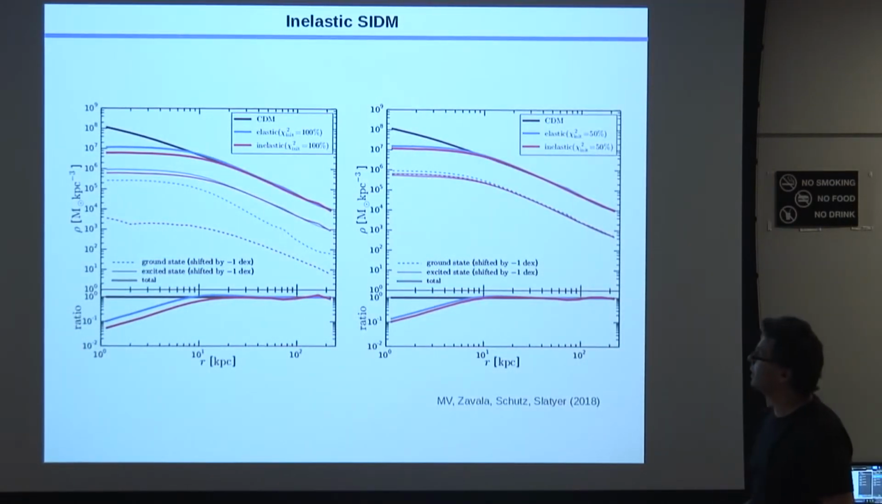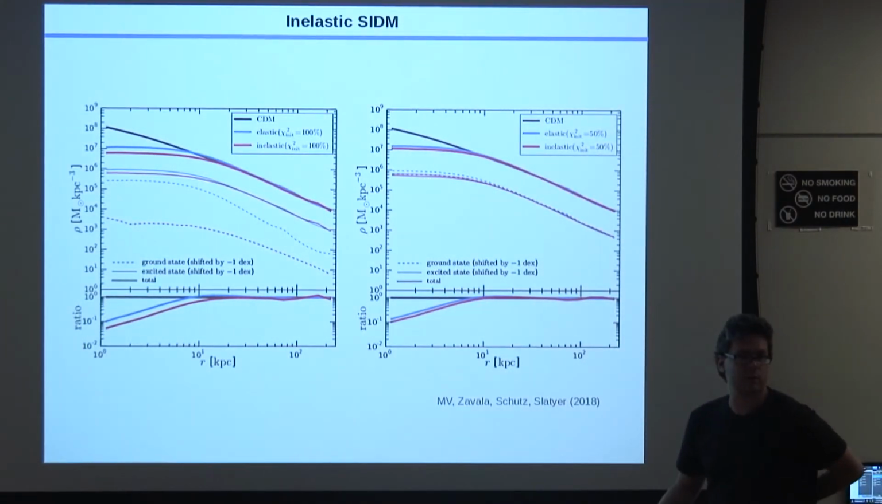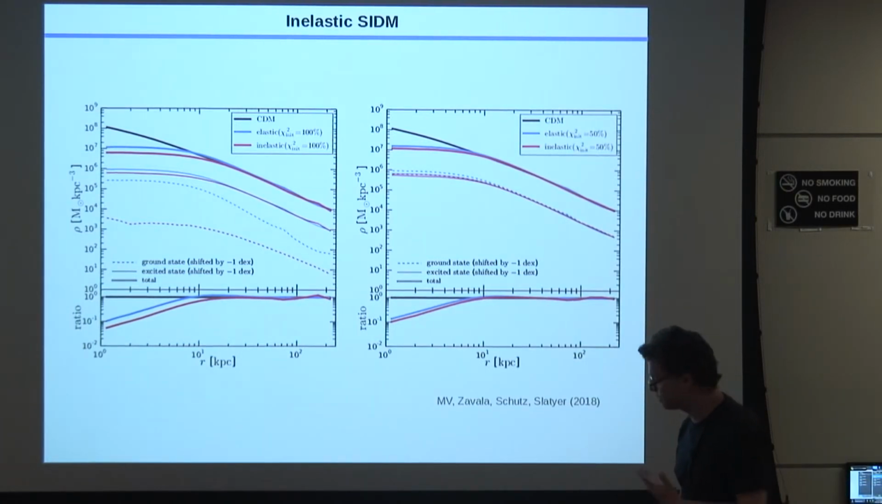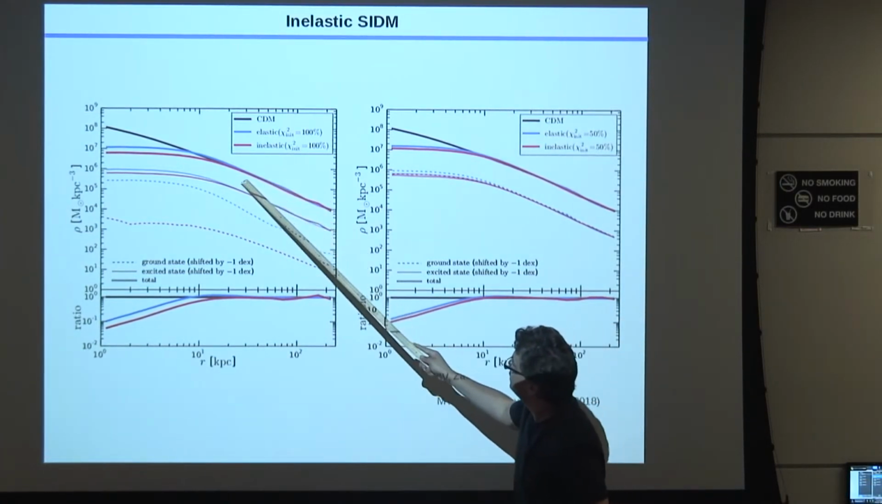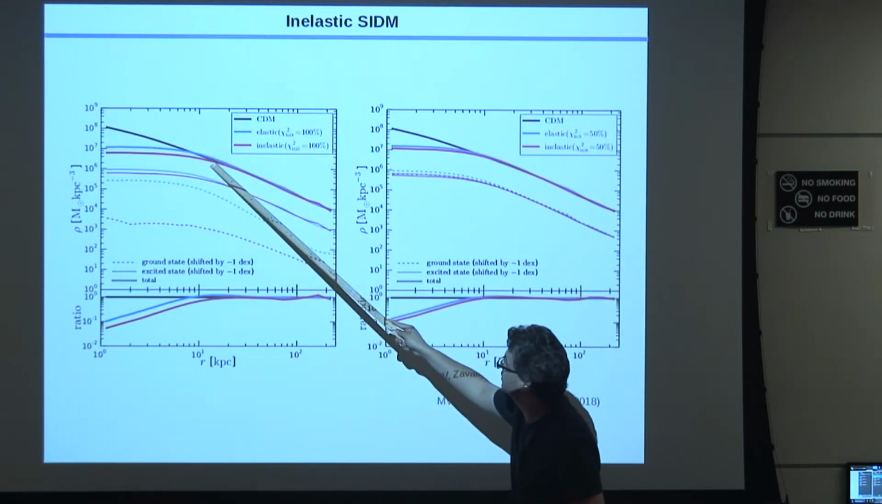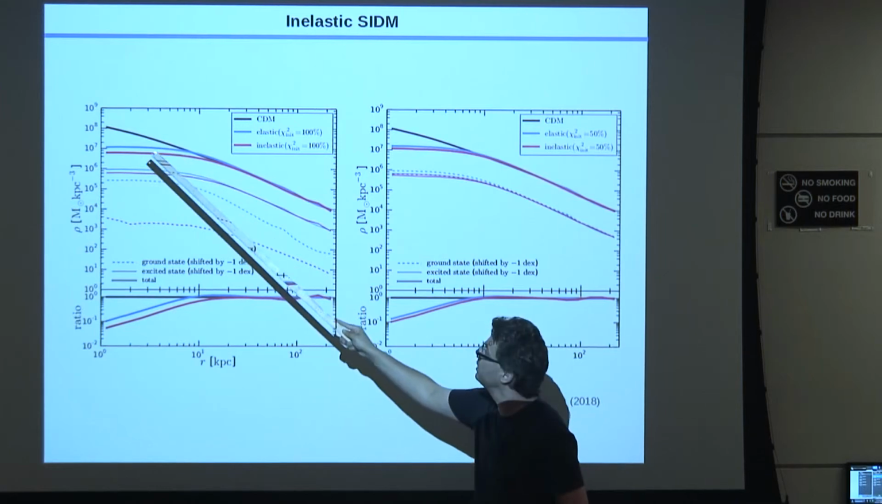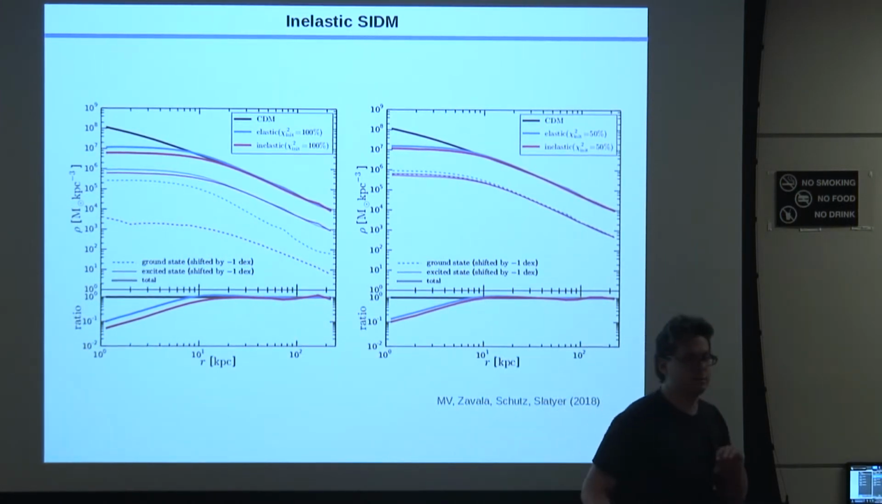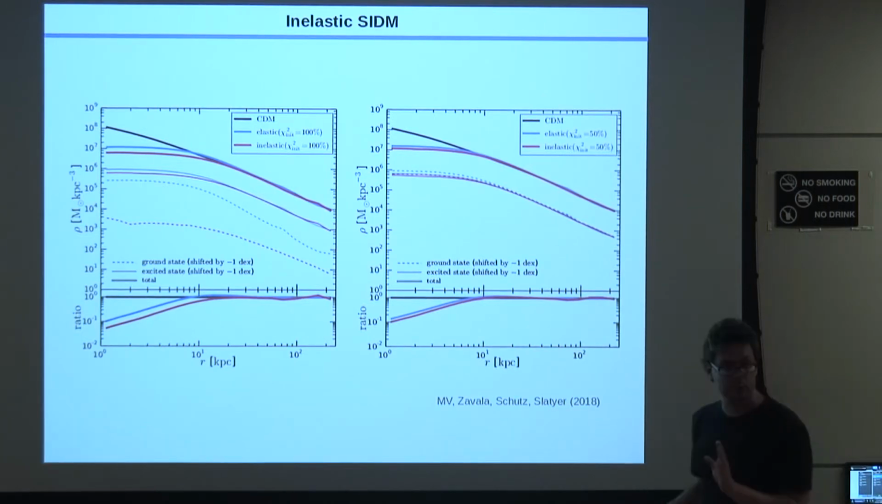So why is that interesting? Well, because you can then create larger cores for the same cross-section, essentially. So you can circumvent some cross-section boundaries or constraints, and this is shown here. Again, this is a density profile. It's a bit busy, but if you only look at the thick solid lines, the black is again CDM, and then blue and red are SIDM models, where the blue is the elastic model, and the red is an inelastic model with the same cross-section setup.